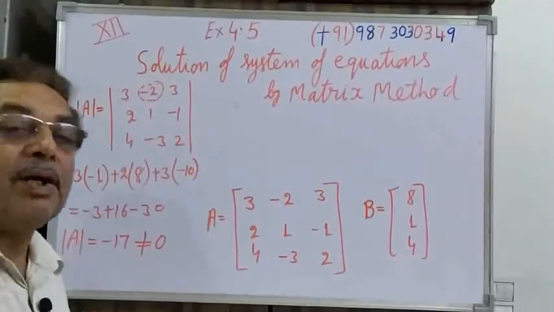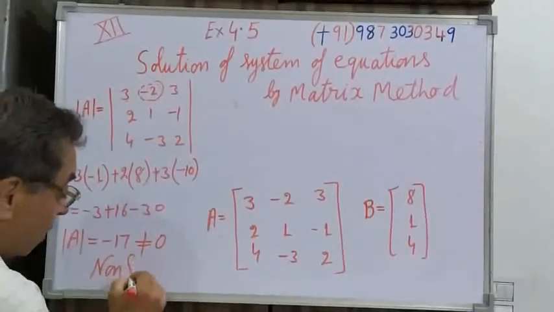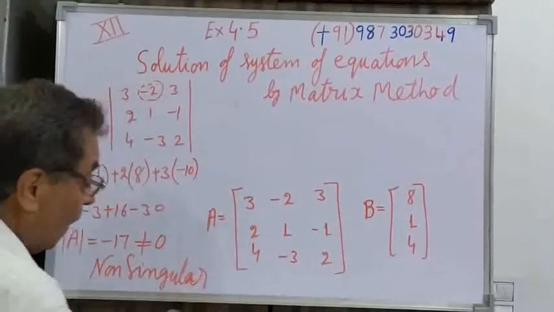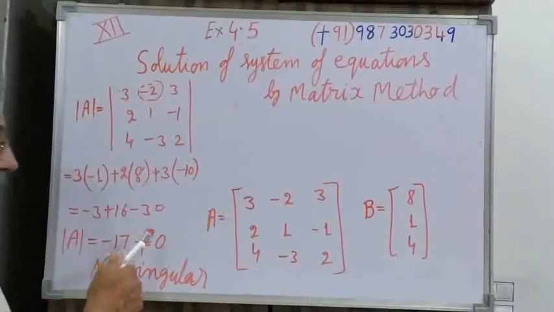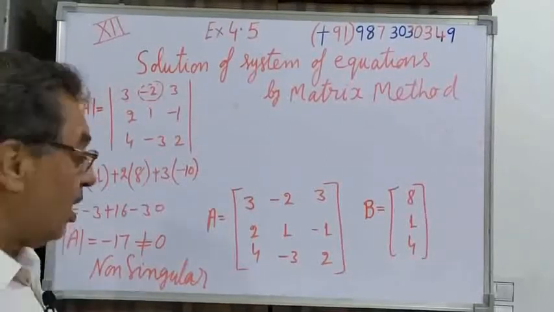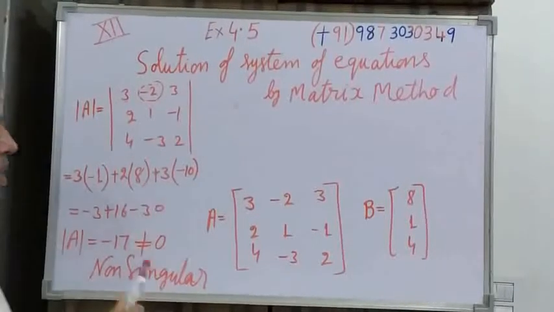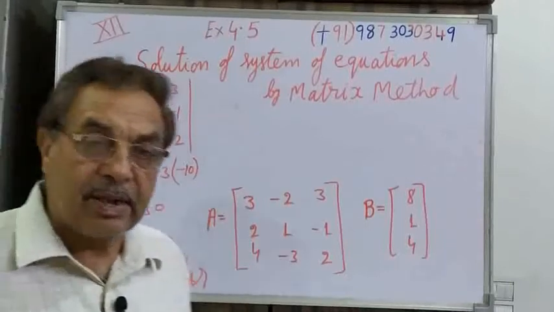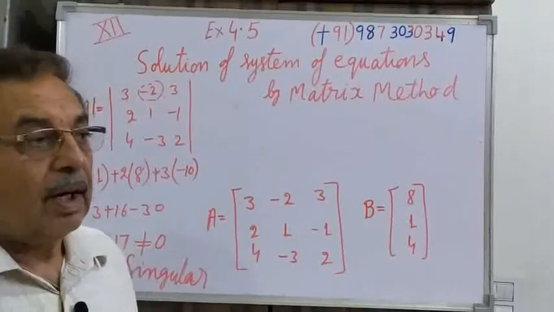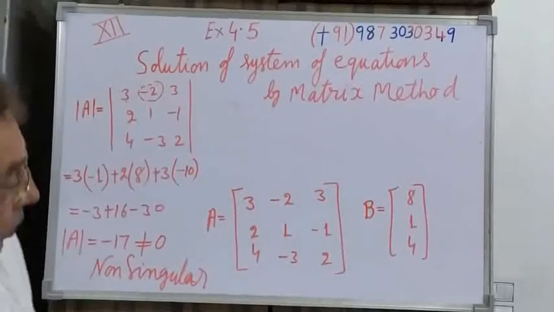This matrix is called non-singular. If it had been equal to 0, then we would have called it a singular matrix, and there would have been no solution for the equations. But here it is not equal to 0, it is minus 17, non-singular, so the solution exists and we call it a consistent system of equations. The solution is consistent. Consistent means it exists. Now let us go to the next one.